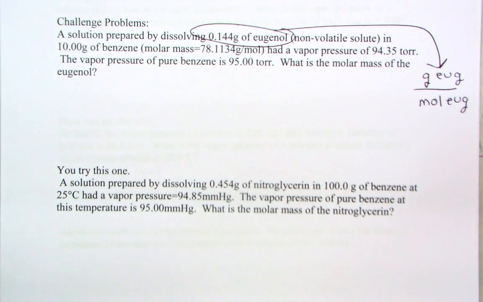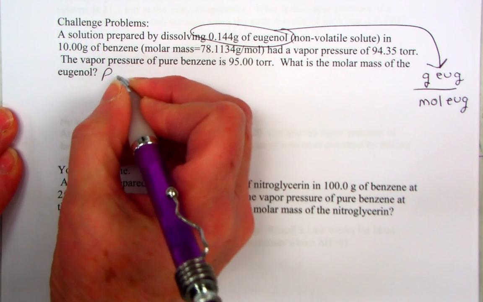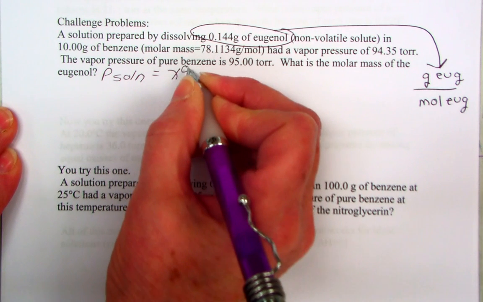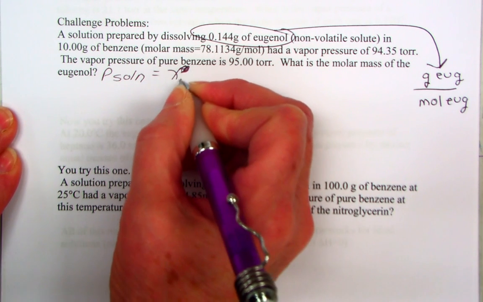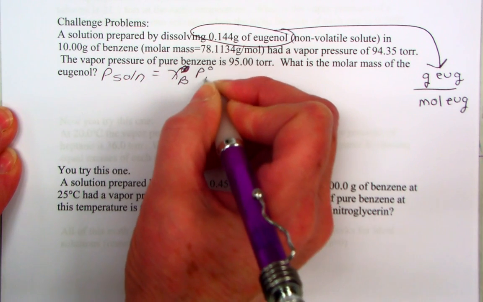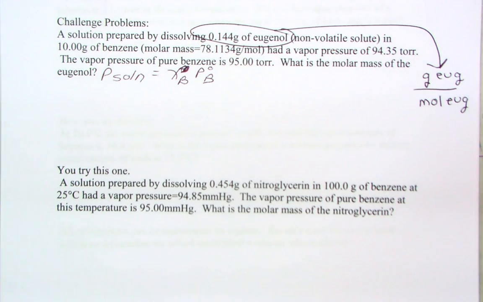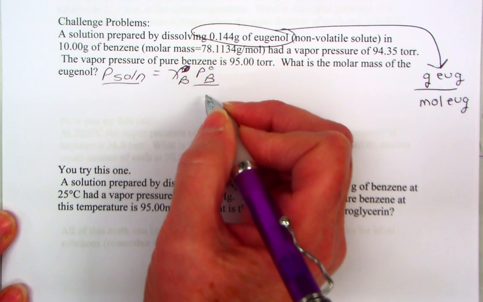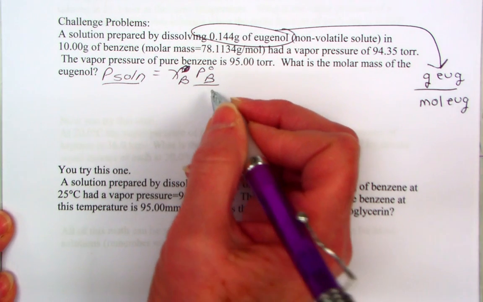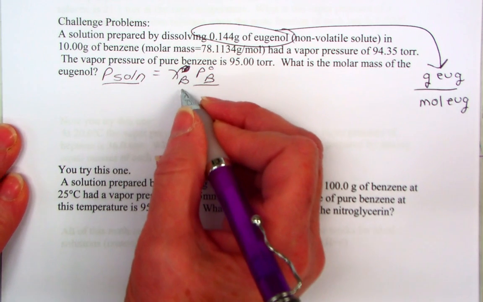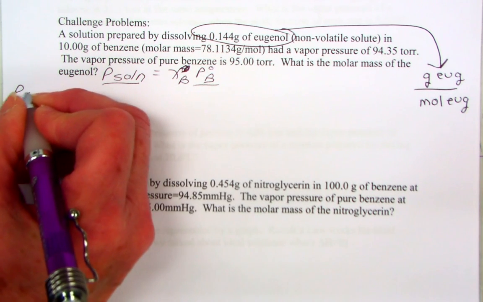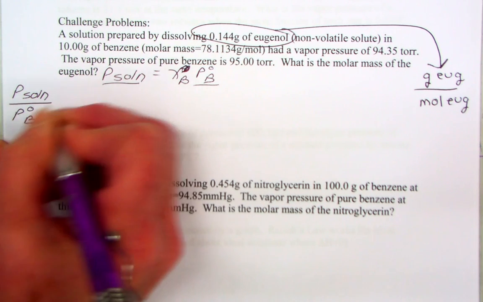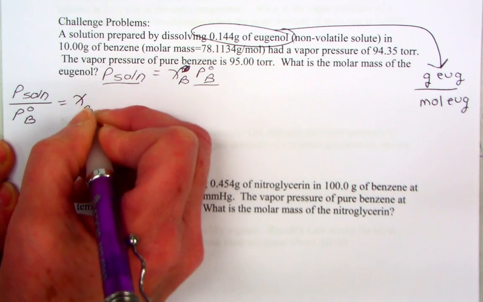Okay? Now, I know Raoult's law. I know the pressure of the solution is equal to the mole fraction of the solvent, the benzene, times the pressure of pure benzene. When I look at this, I know the pressure of the solution, and I know the pressure of pure benzene. That's information provided in the problem. So I can use this to solve for the mole fraction of benzene. So the pressure of the solution, a number that's provided, divided by the pressure of the pure material is equal to the mole fraction of the benzene.